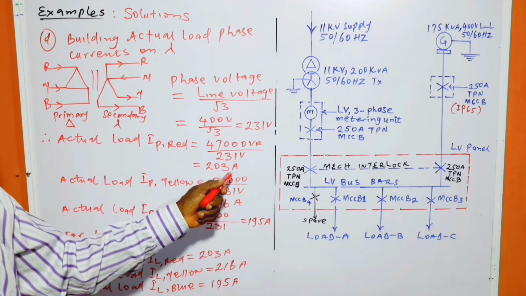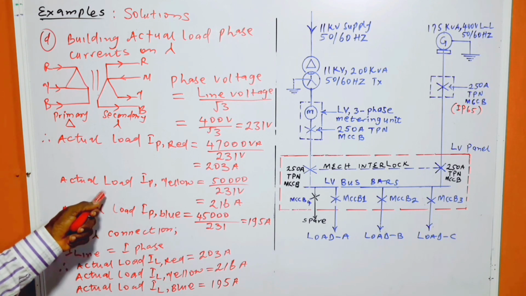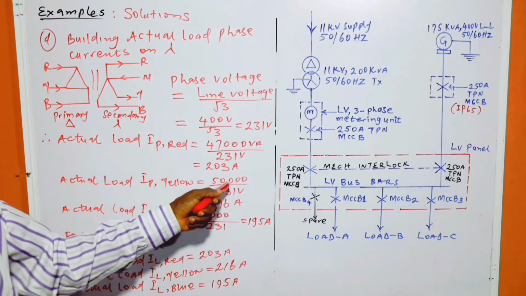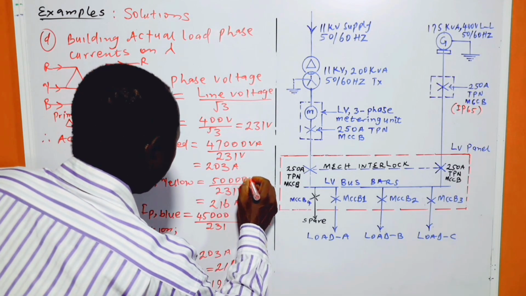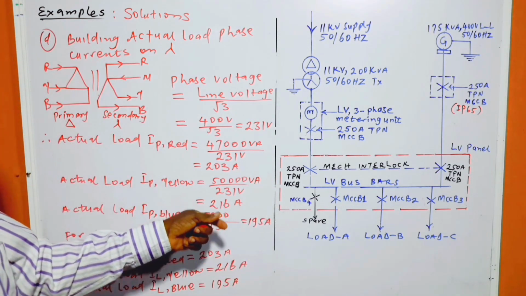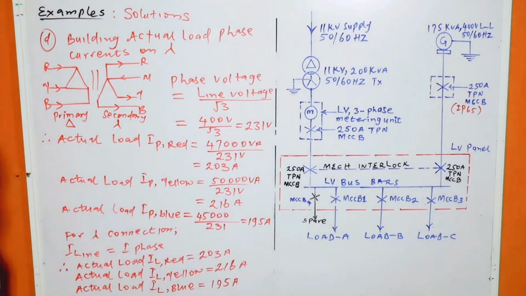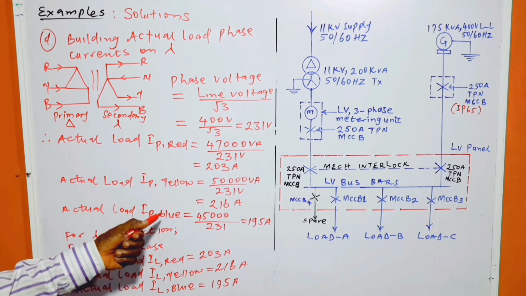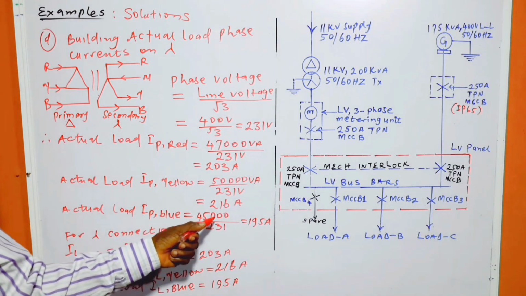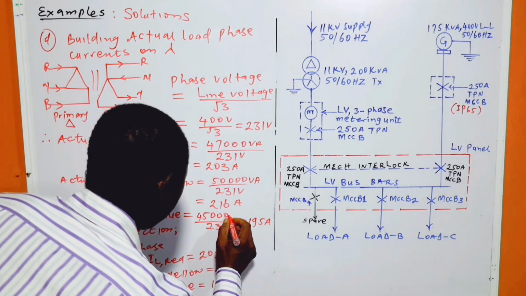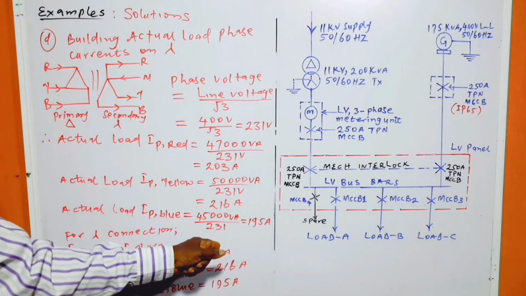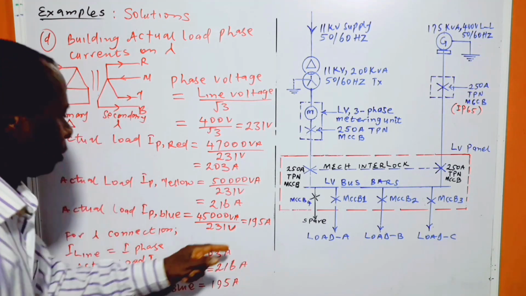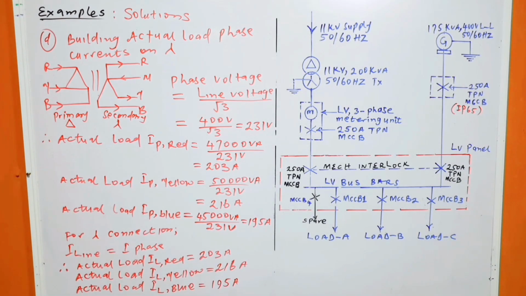203 ampere. And similarly, actual load yellow phase current is 50,000 VA divided by 231 volts, which is equal to 216 ampere. And the actual load blue phase current is equal to 45,000 VA divided by 231 volts. And that will be equal to 195 ampere.